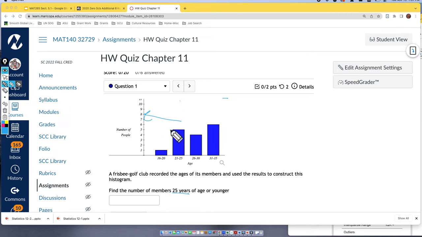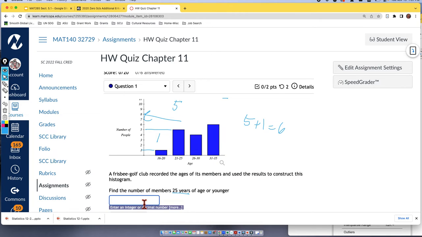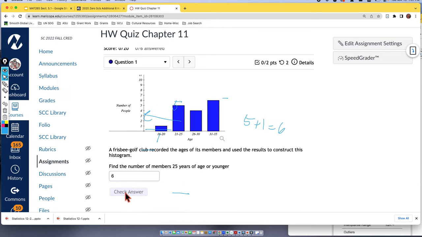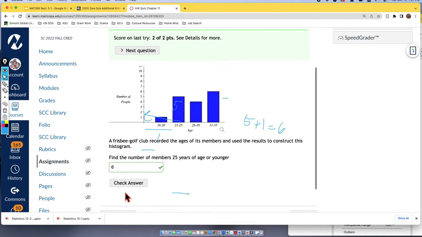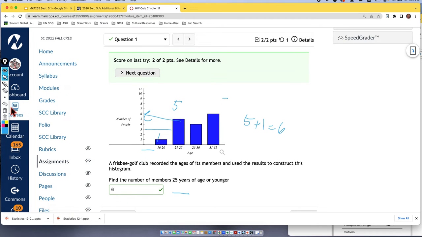So we've got 5 here, and then in this group there's 1. So 5 plus 1 would give us 6. So that's what we need to put in there. Okay. Check our answer, and it liked it. Okay.